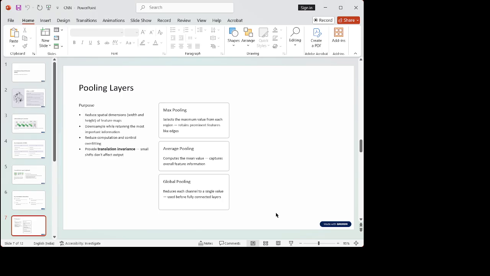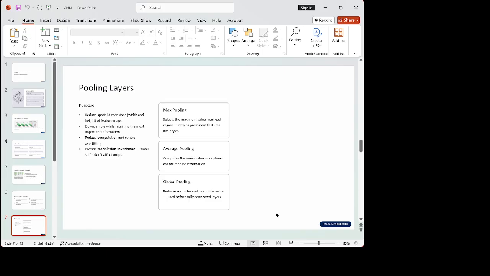Max pooling is mainly used to retain the strongest activation of the region, which means it selects the maximum value from each region, and it retains prominent features like edges. Average pooling computes the mean value and captures overall feature information. In another way, if the feature detector strongly identifies an edge or pattern in a region, max pooling preserves the strong responses.